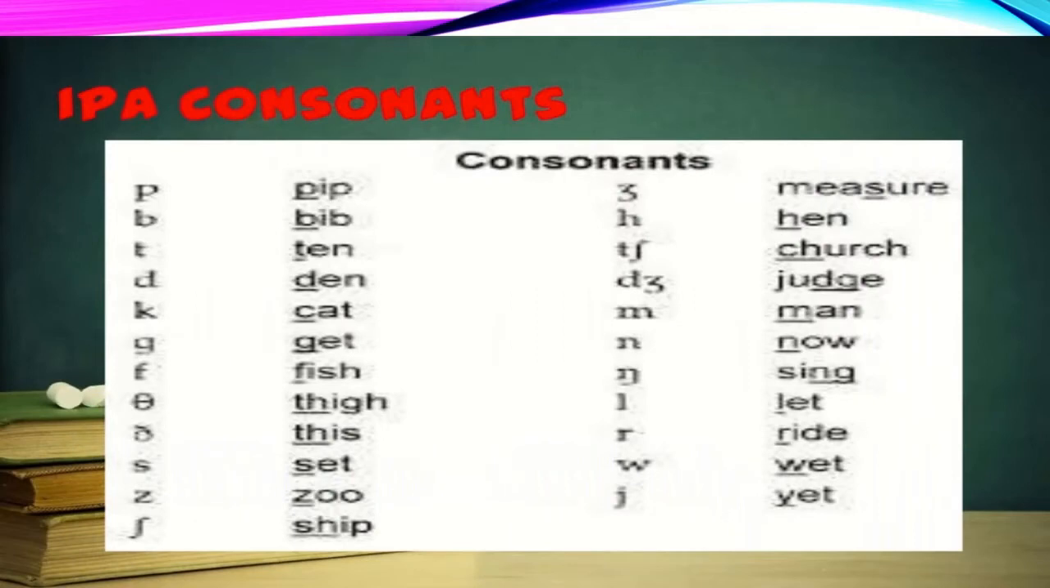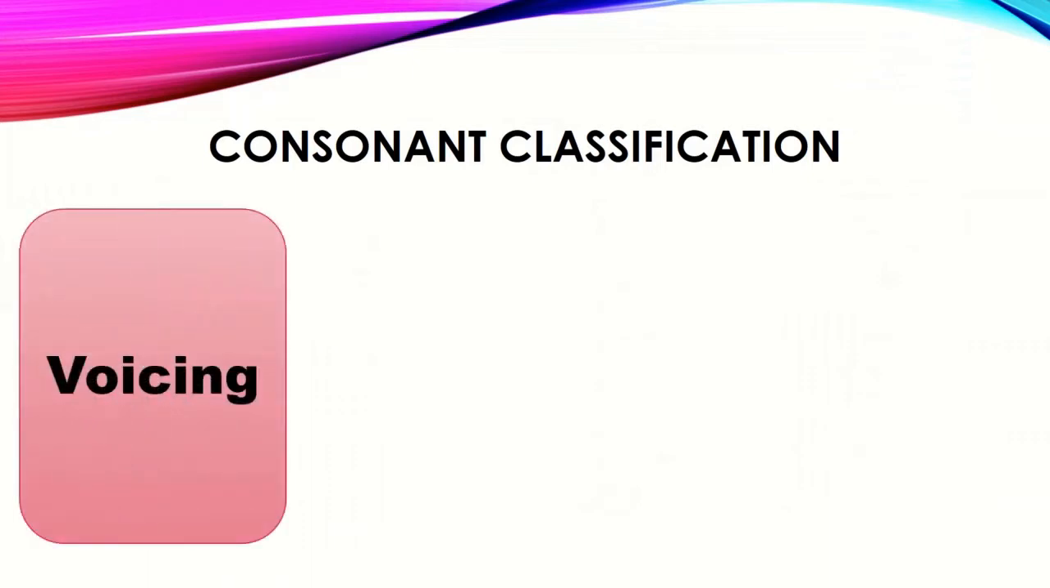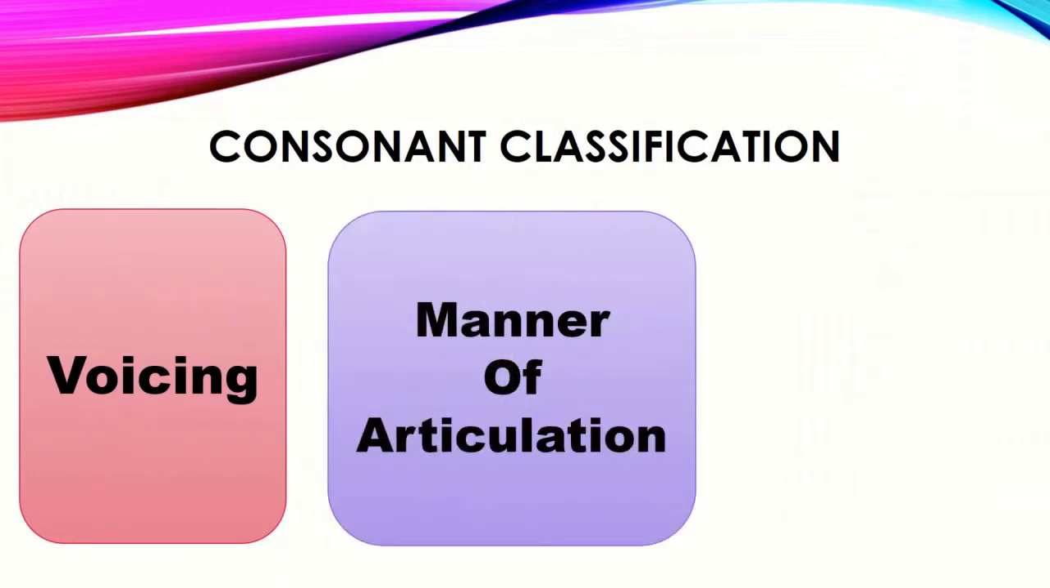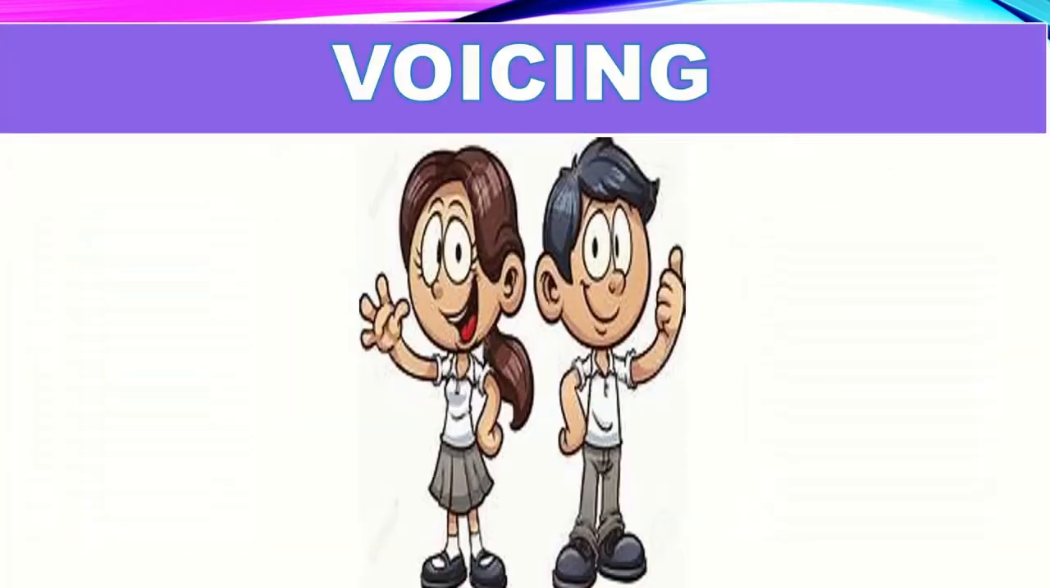Now, as you can see, we have these different consonant sounds, and we have 23 consonant sounds on our IPA. So Raymar, let's have the consonant classification. Number 1 is voicing. The manner of articulation, place of articulation. Okay, so the first piece of information we need to know about a consonant is its voicing.